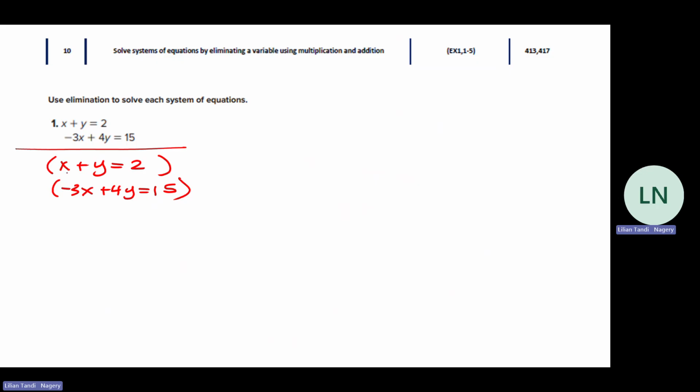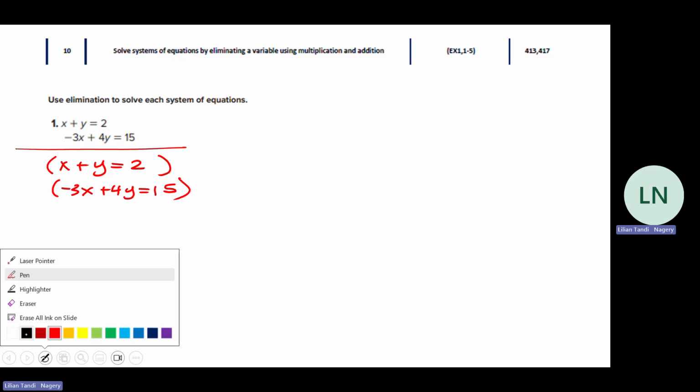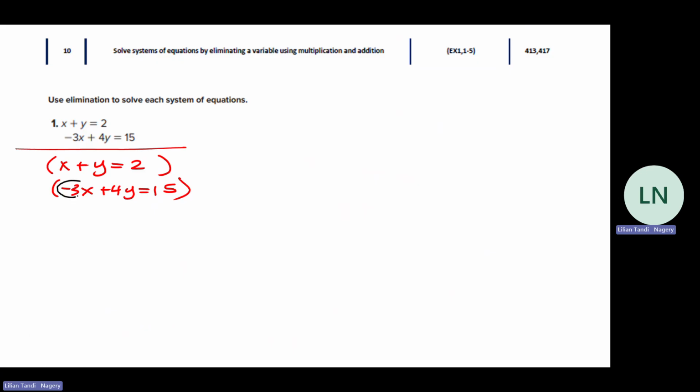Now, I decide, do I want to eliminate x or do I want to eliminate y? Since I want to eliminate, I will choose x. I'm going to eliminate x. So this number in front of this x will go out here. And this number that is here, which is 1, will go here. So now I will write here negative 3, and I will write here 1.